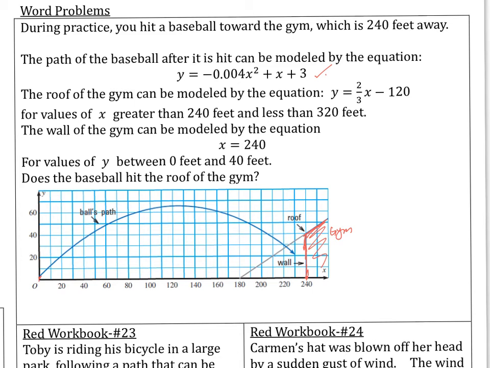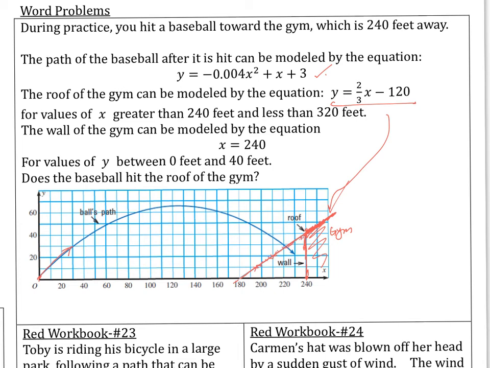Okay, so the graph is given to you right here. The roof of the gym can be modeled by the equation y equals 2/3 x minus 1/20. So here we have this graph here. But we only want to account for this part of the graph for the roof, for values of x greater than 240. So like I said, we don't care about this part of the graph.